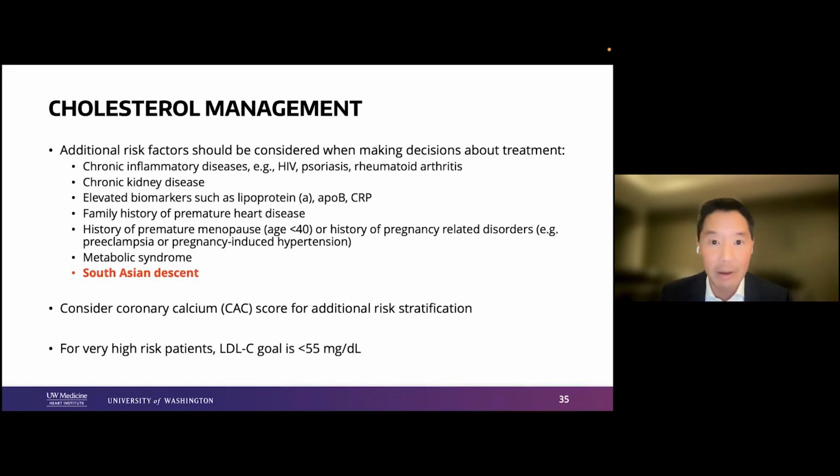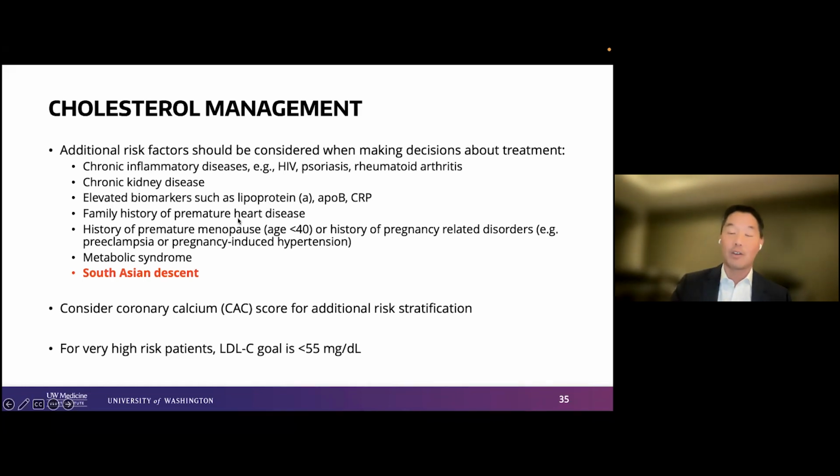In the guidelines that came out about 4 years ago, there were additional risk factors to consider. So aside from the traditional things that we've talked about, like diabetes, cholesterol, high blood pressure, which we'll talk about, we also know that there are other what we call risk enhancers that increase your risk of having a heart attack or dying from a heart attack, and those are listed here. And so you can see that if you have a history of chronic inflammatory disorders like HIV or rheumatoid arthritis, you have chronic kidney disease, there are some biomarkers.